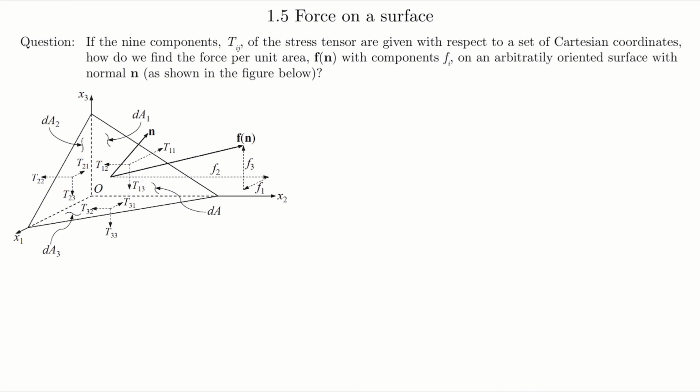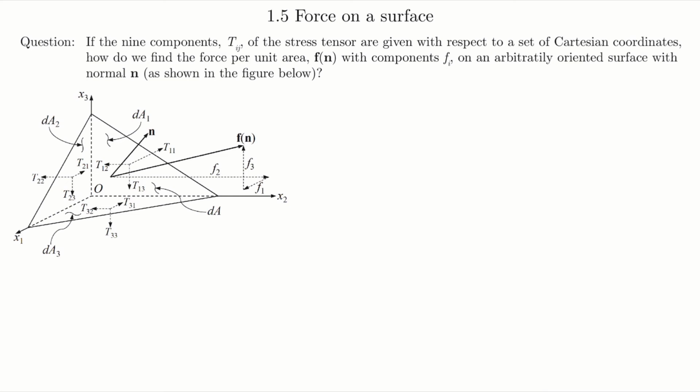Okay, now let's use what we've learned and start moving towards some applications. So let's first look at the force on a surface. I said here, if the 9 components, T_ij, where T is the stress tensor, of the stress tensor are given with respect to a set of Cartesian coordinates, how do we find the force per unit area, F_n, with components, F_i, on an arbitrarily oriented surface with normal n as shown in the figure below? Okay, so this arbitrary surface here is on a tetrahedron shape.